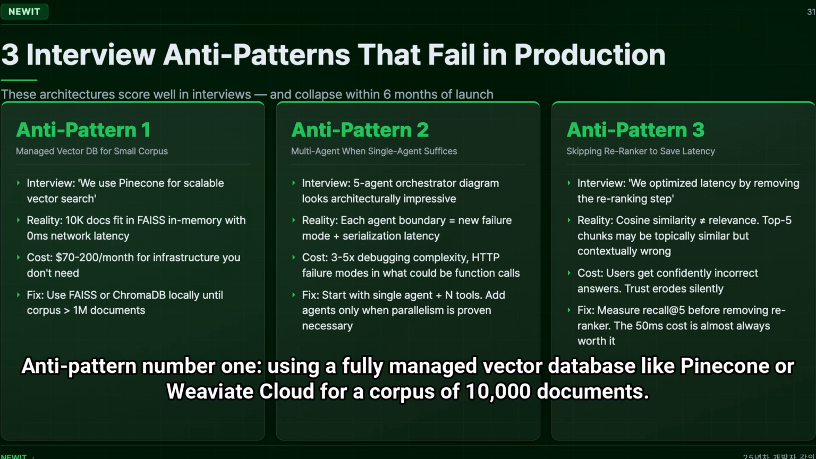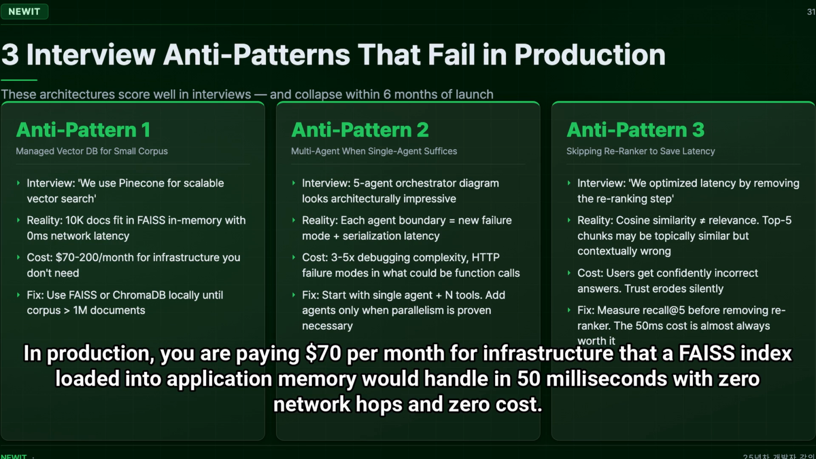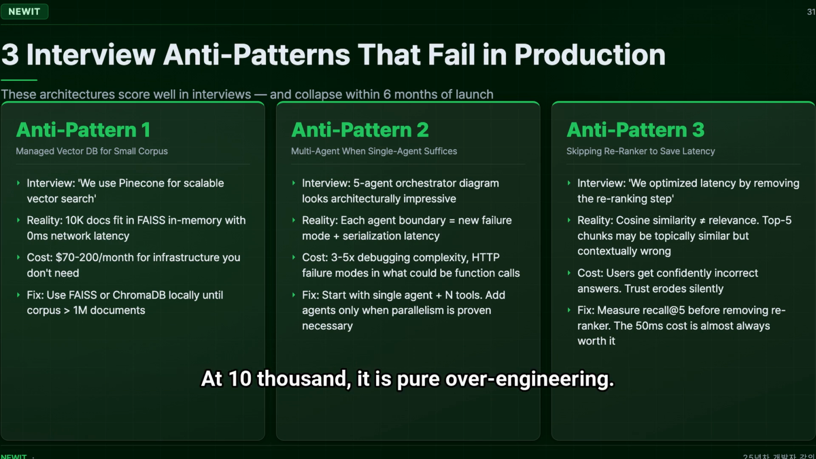Anti-pattern number 1. Using a fully managed vector database like Pinecone or Weaviate Cloud for a corpus of 10,000 documents. In an interview, this sounds sophisticated. In production, you are paying $30 per month for infrastructure that a FAISS index loaded into application memory would handle in 50 milliseconds with 0 network hops and 0 cost. The managed vector DB makes sense at 10 million documents. At 10,000, it is pure over-engineering.